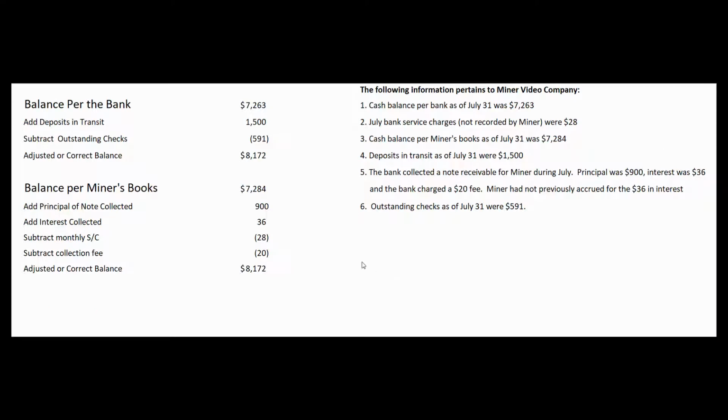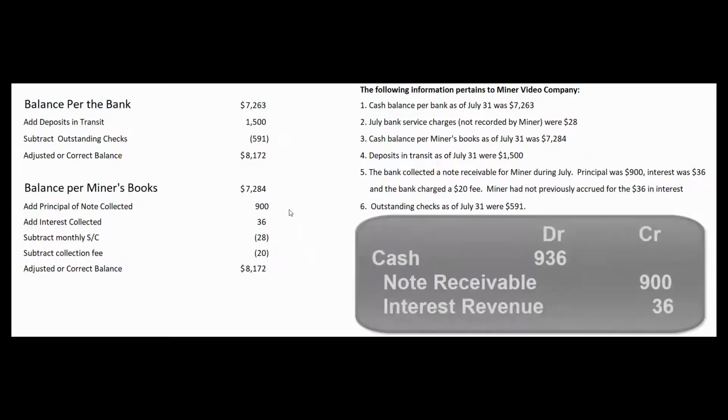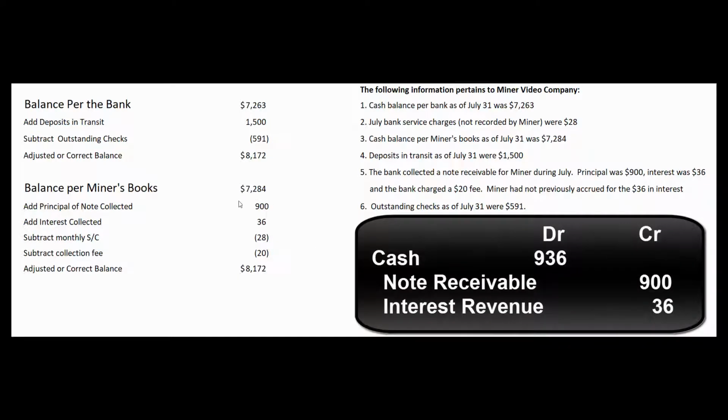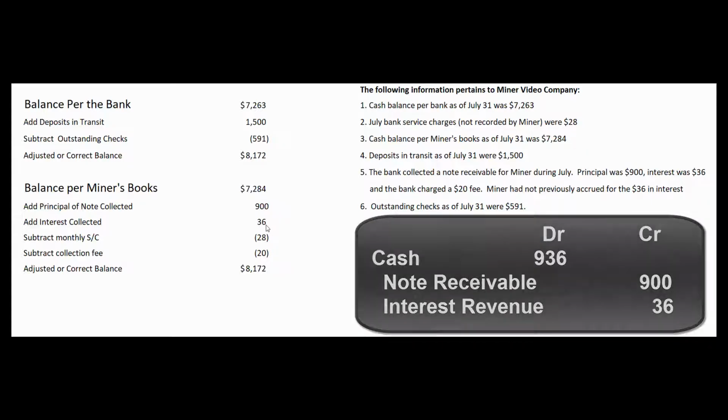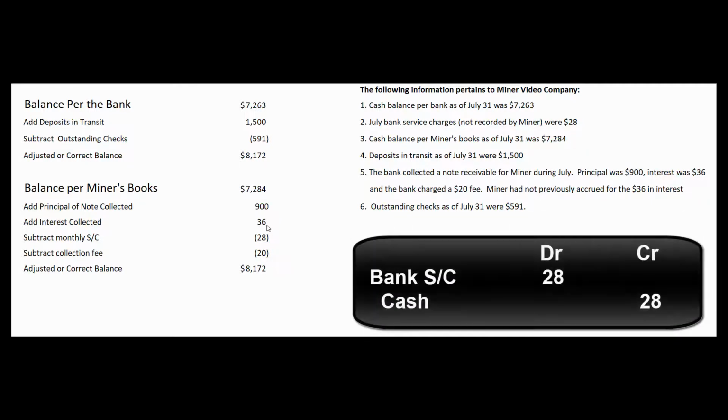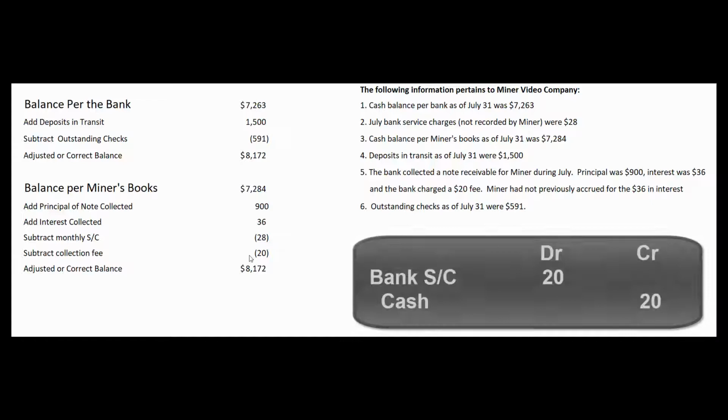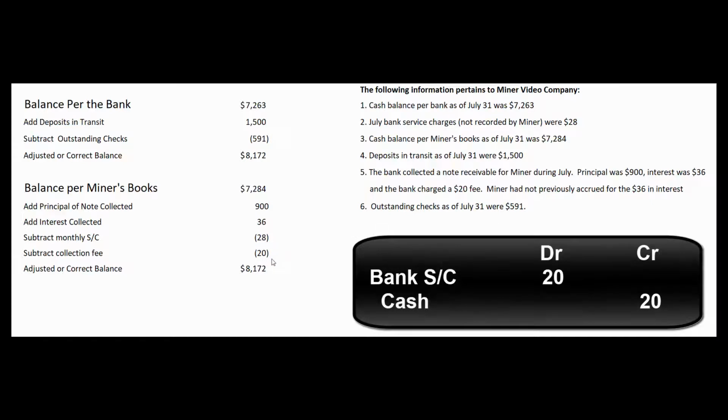So now we have to literally tell our books what they don't know. So we're going to debit cash for $936, credit note receivable for $900, credit interest revenue for $36. Then expenses: we're going to debit bank service charge for $28 and credit cash for $28, debit bank service charge for $20 and credit cash for $20, and now our books are up to date. And that's all there is to a bank reconciliation.